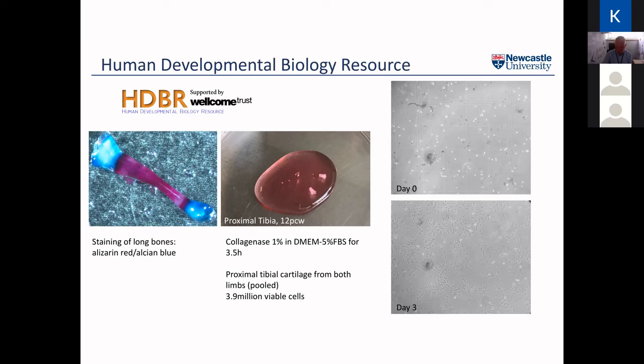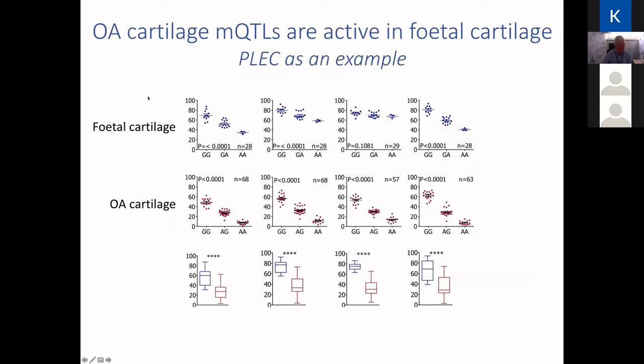And we've then gone and had a look at some of the effects that we discovered in arthroplasty samples, so in old cartilage, and said, are these genetic effects, are these functional effects evident in these fetal samples? And I'll give you an example here. This is a methylation QTL analysis that we've been doing on one of the osteoarthritis genes that we have an interest in called PLEC. And PLEC codes for the protein plectin, which is a cytoskeletal molecule.